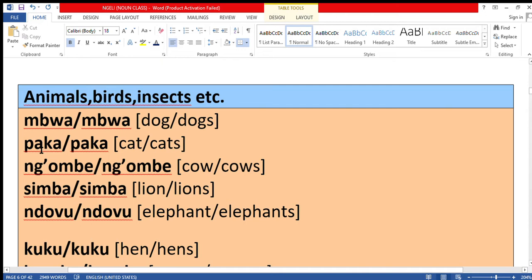Paka, paka. Then here is ng'ombe. Actually, most people find it trouble pronouncing this ng'ombe, or maybe they confuse it with another word that has this apostrophe missing. So you pronounce this sound as ng, ng'ombe, ng'ombe.